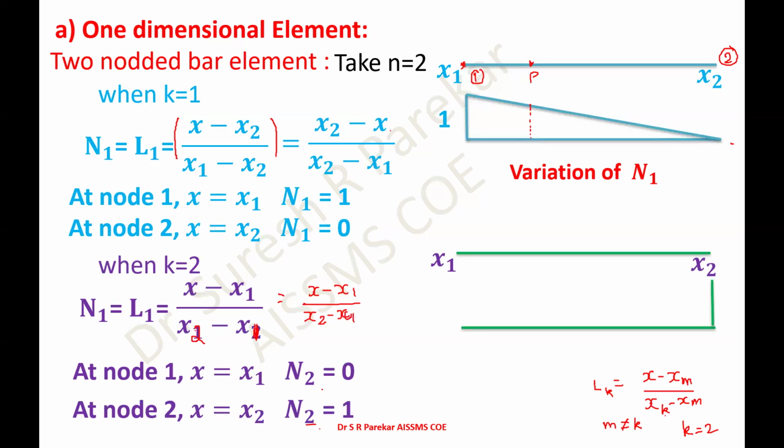Then you can draw the variation of N2. We have value 1 at 2 and 0 at 1, and this is the variation of N2. Similarly, at point P, if you find the value of N2, it will be at this place. Therefore, the displacement at P is this value into the displacement at 1 plus this value into the displacement at 2. So shape functions are used to find displacement at any other point.